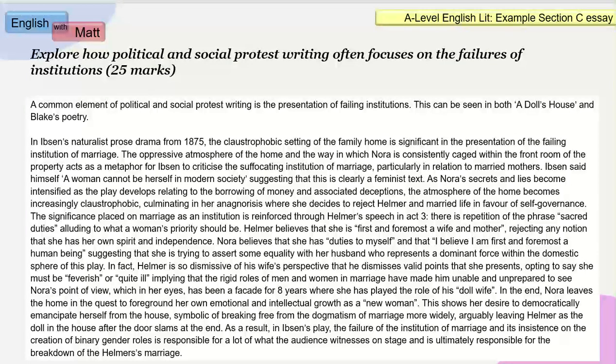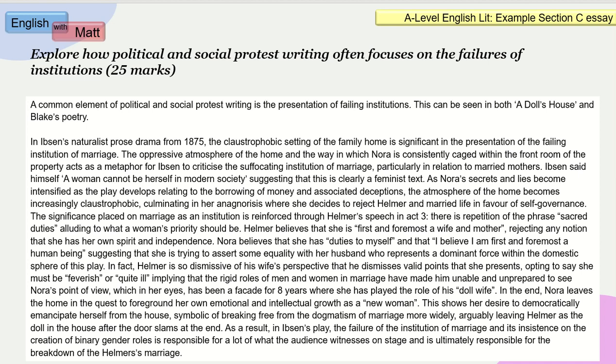So it says a common element of political and social protest writing is the presentation of failing institutions. This can be seen in both A Doll's House and Blake's poetry. In Ibsen's naturalist prose drama from 1875, the claustrophobic setting of the family home is significant in the presentation of the failing institution of marriage.